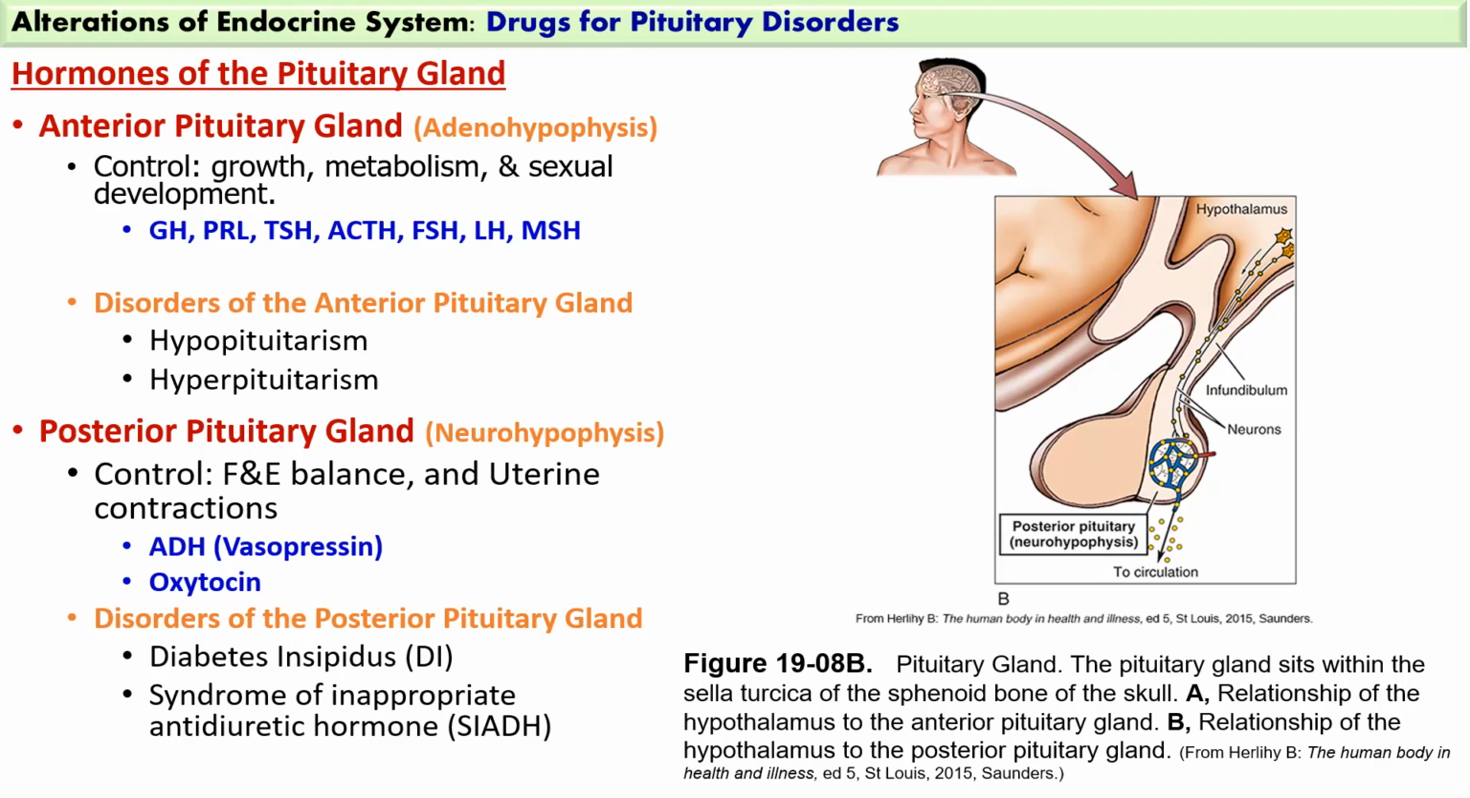We also mentioned earlier the anterior lobe of the pituitary gland and the posterior lobe of the pituitary gland. The anterior section of the pituitary gland produces all these hormones: growth hormone, prolactin, TSH, ACTH, FSH, luteinizing hormone LH, and MSH, which is melanocyte stimulating hormone.